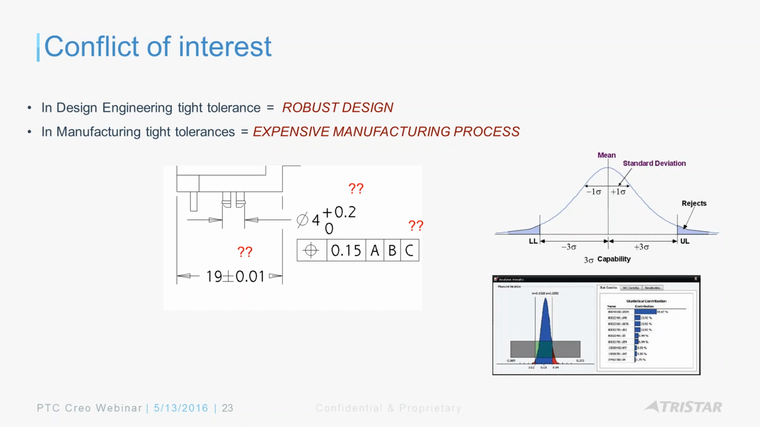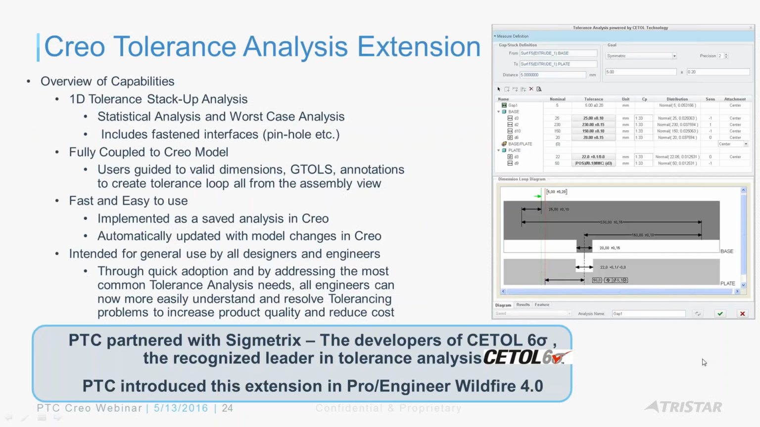So it's based on Six Sigma, standard deviation. And then it's PTC. Really, what they did was, you might have heard of a company called Sigmetrix. They create a product called CETOL Six Sigma, and they are the leaders in tolerance analysis. They have plugins for all major CAD systems. PTC partnered with them and got a lightweight version of that product, and they're calling it Tolerance Analysis Extension.